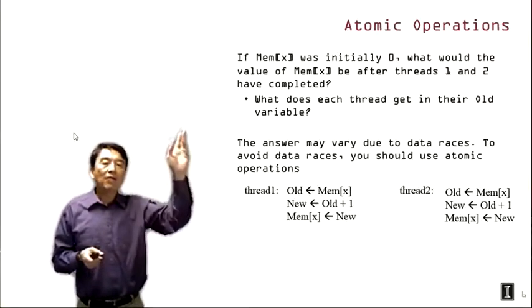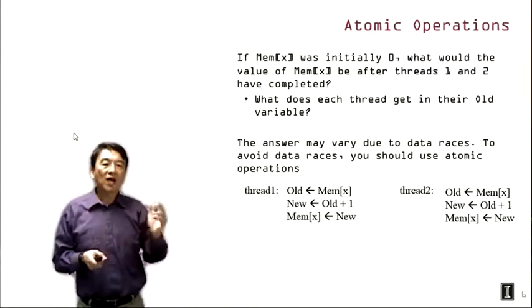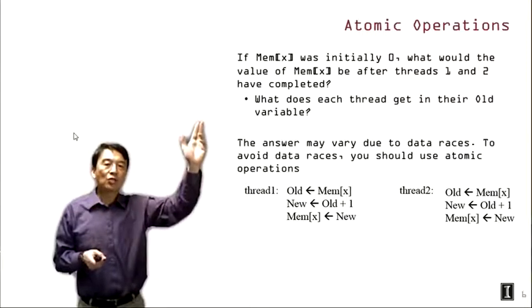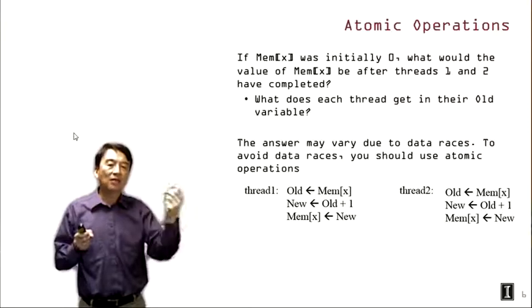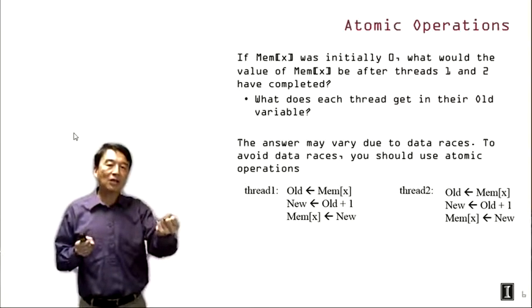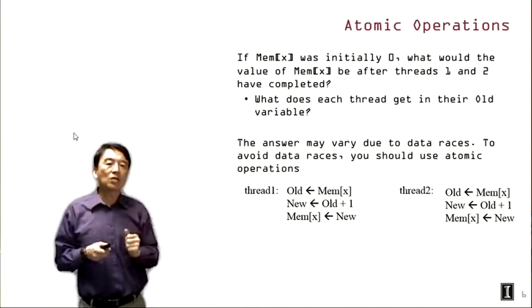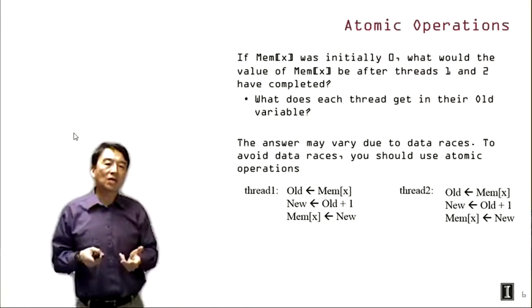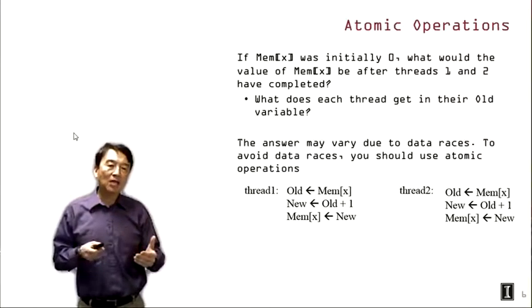If a memory location X is initially 0, what would the value be for that location if two threads, thread 1 and thread 2, both want to update the value, both want to be able to fetch the original value, add some value to it, and update it? An important question is also, what does each thread get in their old variable value? So the answer can vary due to the timing or data races.